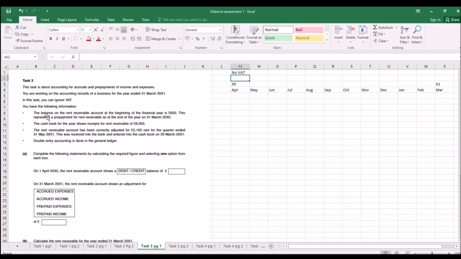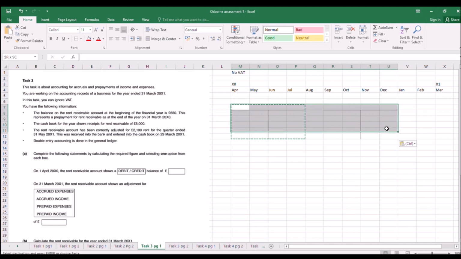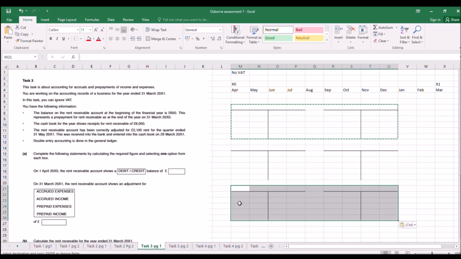The following information: the balance on the rent receivable account. So let's get some T accounts set up as we're going through. Then we can do the double entry bookkeeping as we read, rather than reading through and then answering the questions at the end and effectively doubling up on what we're doing. Plus, it takes a bit of stress out of the whole thing. Right, balance on the rent receivable account at the beginning of the financial year, 650.